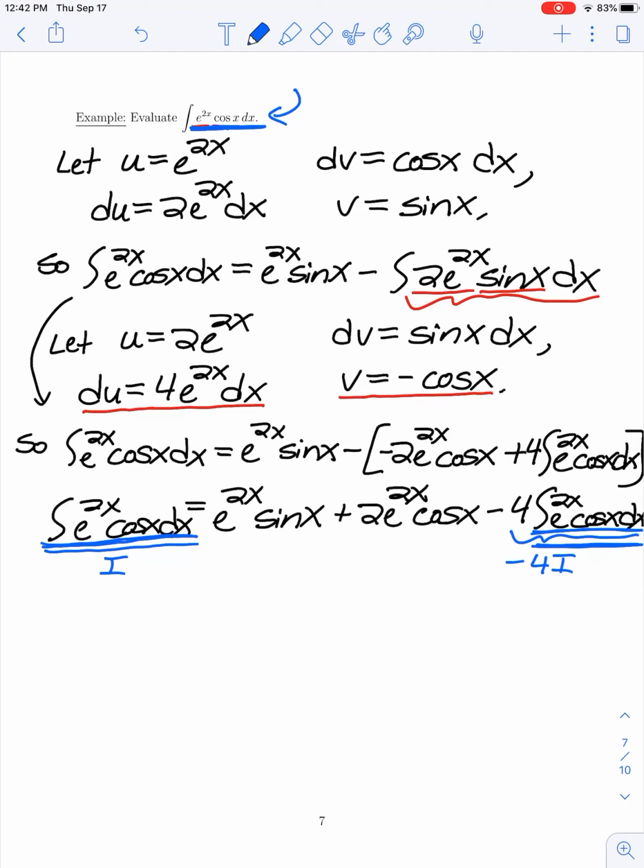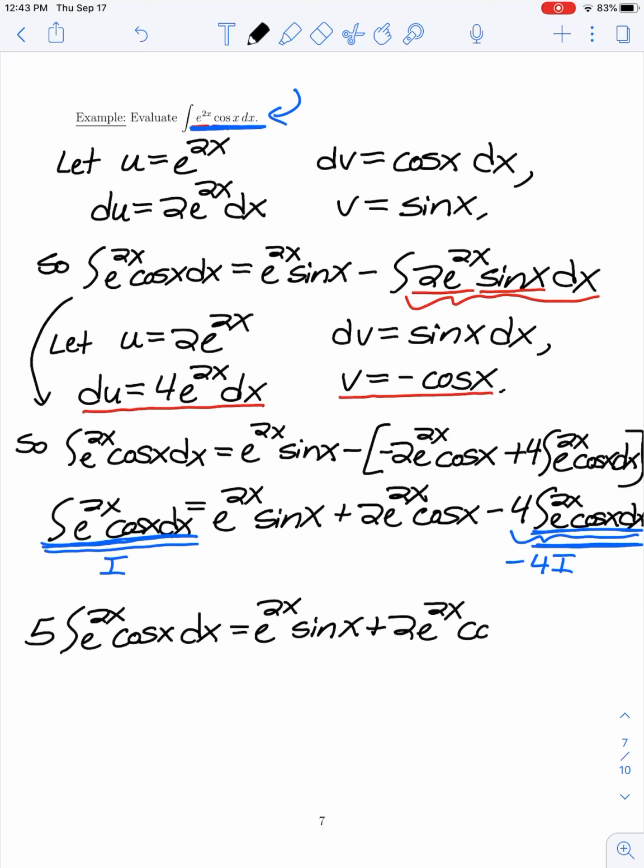Say I is equal to the sum of a couple of terms and then minus 4 times I. So to solve algebraically for this integral I, I could group all of the terms involving I together. In other words, if I add 4 times this integral to both sides of this equation, I would have 5I, or 5 times the integral of e to the 2x cosine x dx, is equal to e to the 2x sine x plus 2e to the 2x cosine x. So I was just grouping all of the terms involving that integral together.